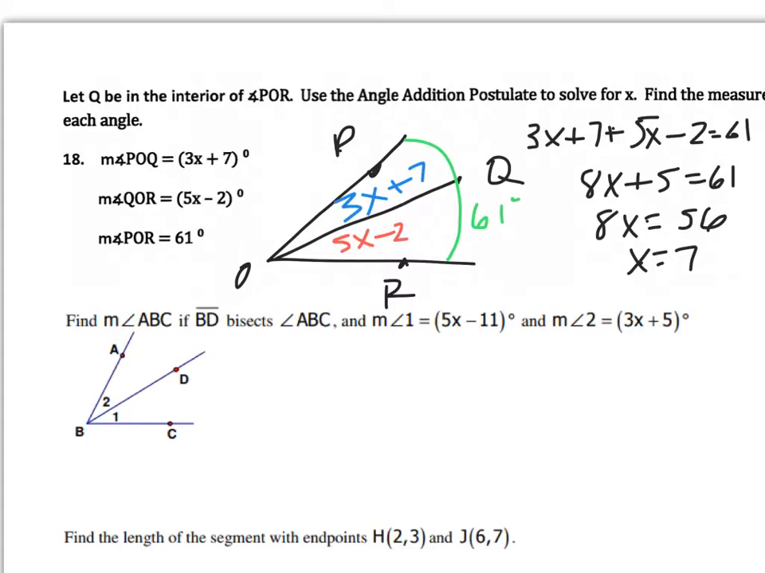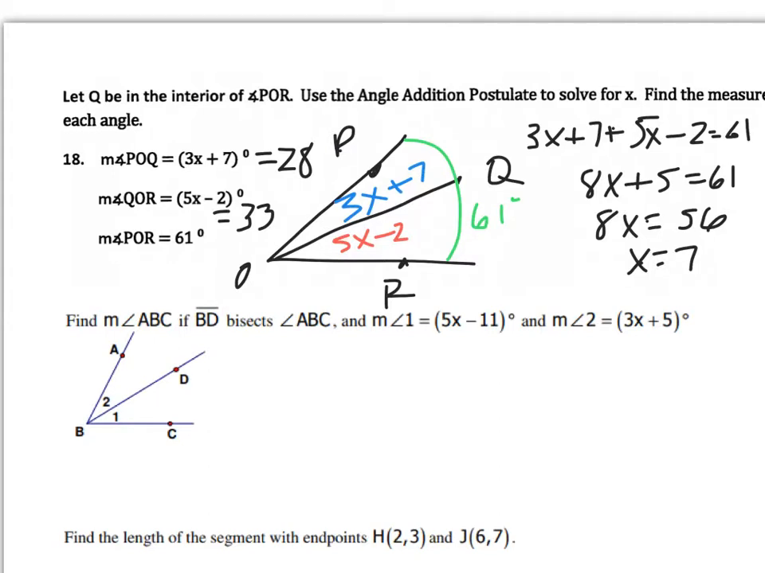And it said find the measure of each angle. Of course it does, so we're going to substitute that in. So 3 times 7 is 21, plus 7 is 28. And you have this wonderful thing called a calculator that can help. 5 times 7 is 35, minus 2 is 33. And just double check, yes, it does add to what it should have.